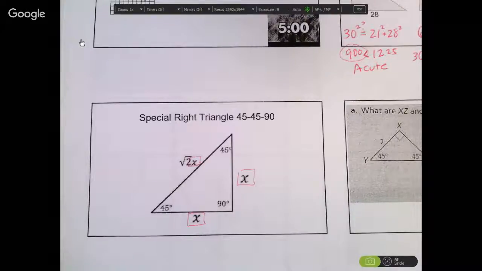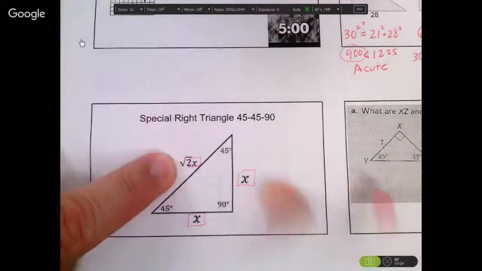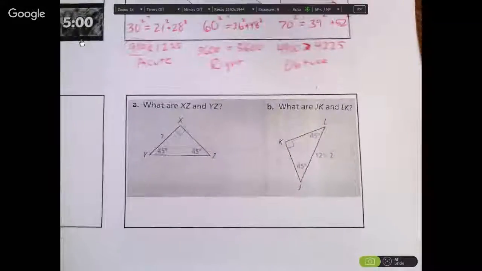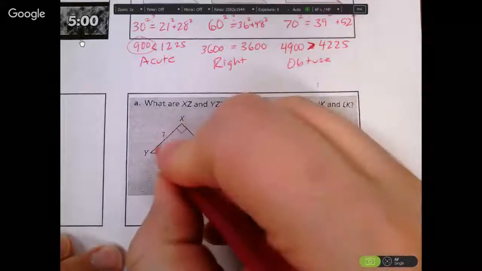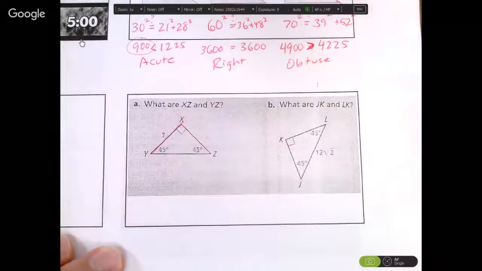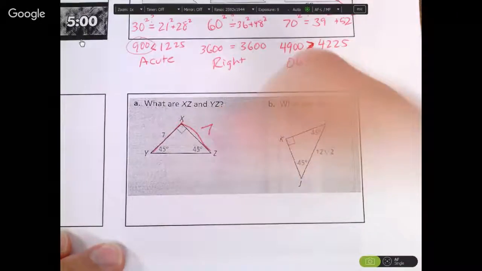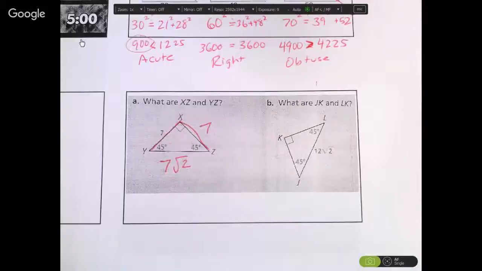So we're gonna do one of these problems, but you got to know for the 45-45-90, these sides are the same, and the hypotenuse gets a radical 2 with it. That's how I remember it. So if we look at this first question here, the trick is that they turned it. This side is 7. So what is this going to be over here? 7. It's the same. And this is 7 radical 2. Easy peasy if you know the formula.